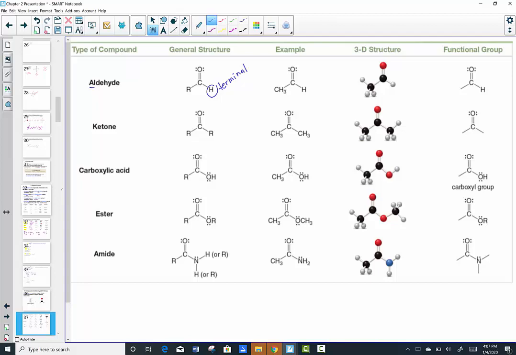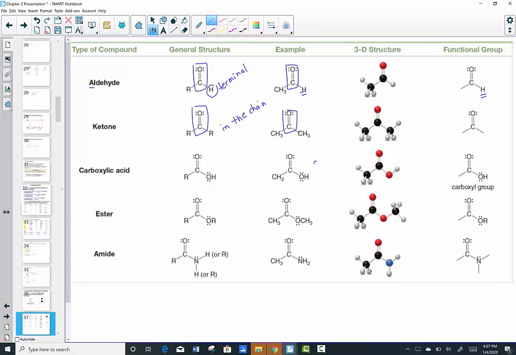If the carbonyl carbon, remember this is the carbonyl group, is attached to a hydrogen, it's an aldehyde. But if it's attached to carbons on both sides, so I'm going to say that it's in the chain, this is what we refer to as a ketone. So notice that the carbonyl carbon, instead of being at the terminal end of the chain, is within the chain, it's now a ketone.